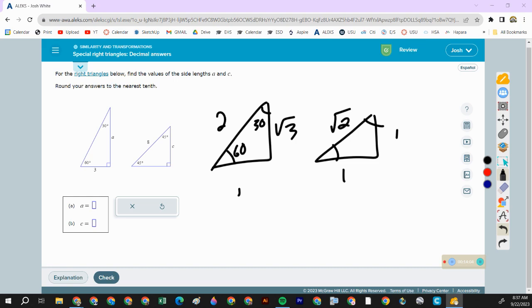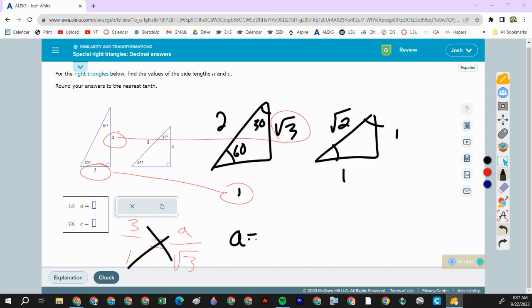So 60, 30, 1, 2, root 3, and then 1, 1, root 2. So we just do the same similar triangle thing that we did before. 3 matches up with 1. So 3 over 1 is equal to A, which matches up to root 3. So A over root 3. Cross multiply. A equals 3 root 3, and then it just wants the decimal answer.